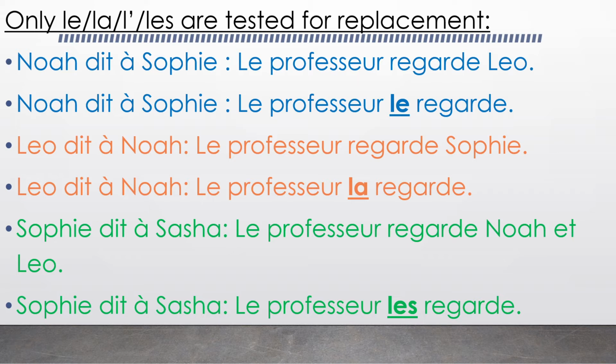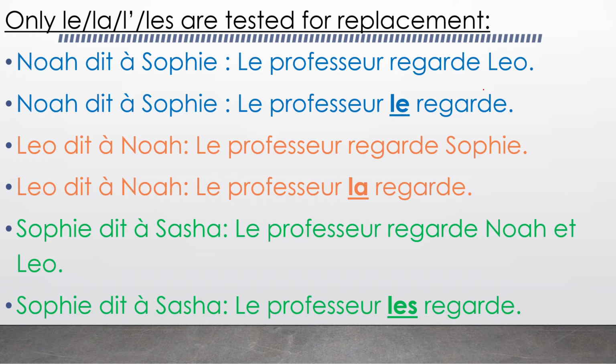What you get for your exam is only le, la, l' and les. Okay, so let's look at this. Noah tells Sophie, Noah dit à Sophie, le professeur regarde Leo. Now, Noah is telling Sophie that the professor is looking at Leo. Leo is a third person here. It's not like Noah is talking to Leo and saying the professor is looking at you. No, Noah is talking to someone else and saying the professor is looking at Leo.